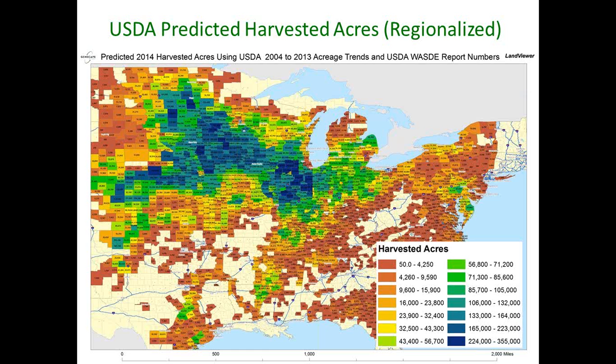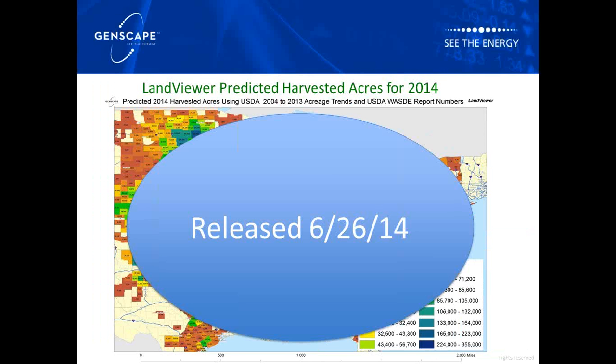We release these maps. We predict harvested acres, yield, production. We will release these maps in a zoomable large PDF that the client can print out and put on the wall, or they can zoom in to different counties and be able to see specifically in that county what are the numbers. And again, our first prediction of planted acres is going to occur next week, and we'll release that next Friday.